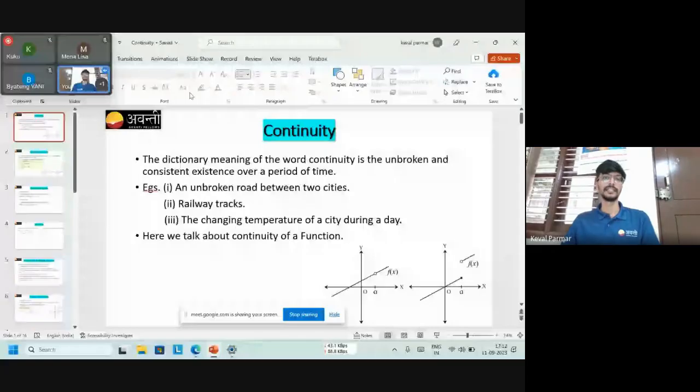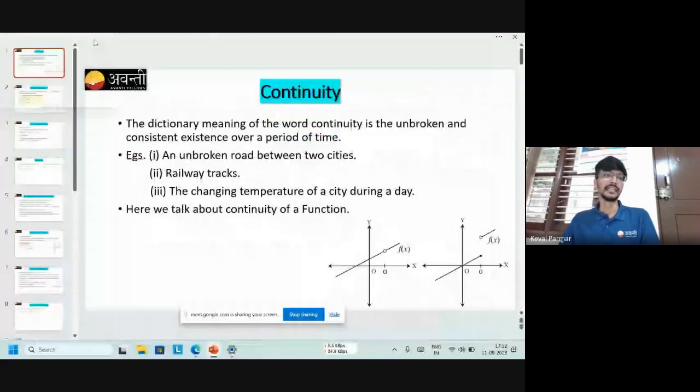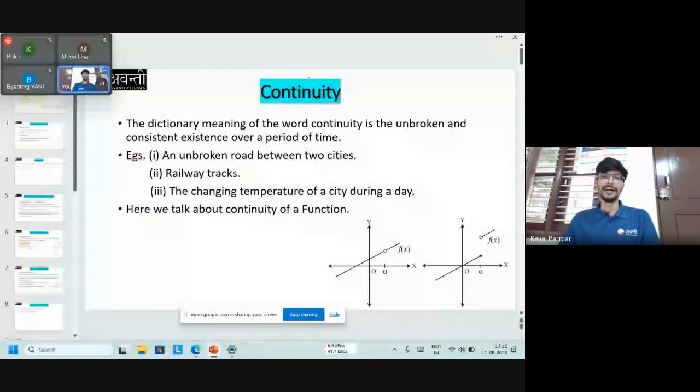So let's start with continuity. What is the simple meaning of continuity? Chalo. If someone asks you what is continuity, don't think about maths. Just think about what continuity is. If you look up a dictionary, continuity means unbroken. It is not broken anywhere. For example, I can say an unbroken road between two cities, which is very difficult to find in India.